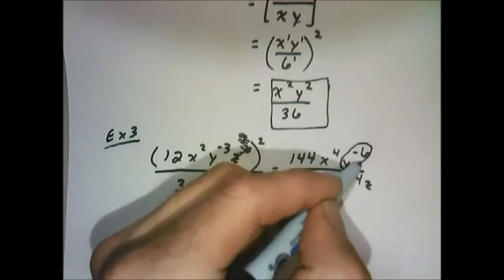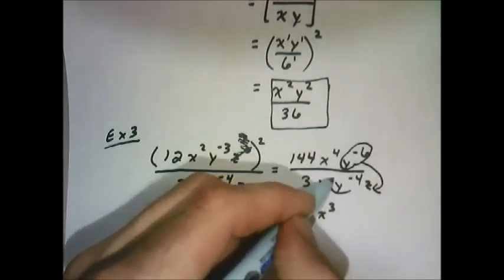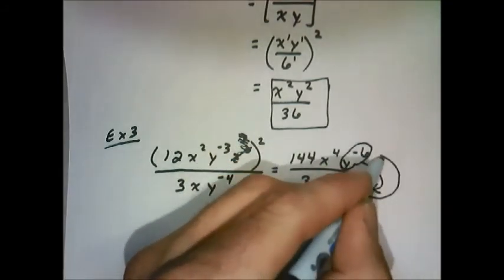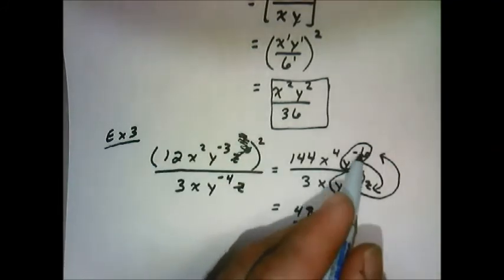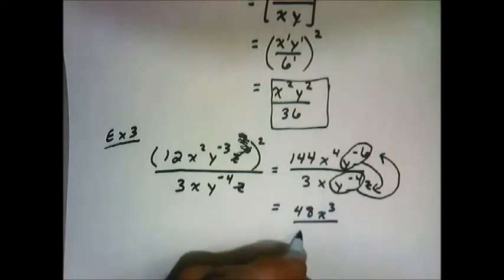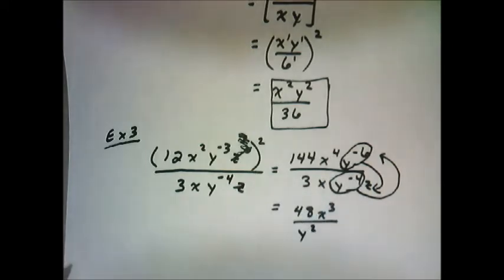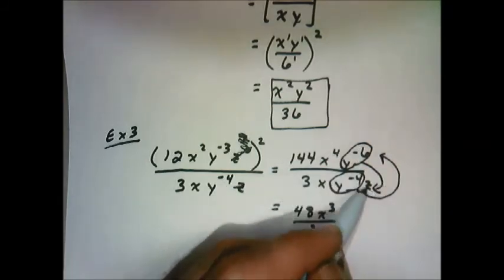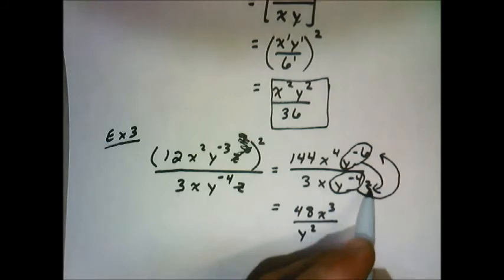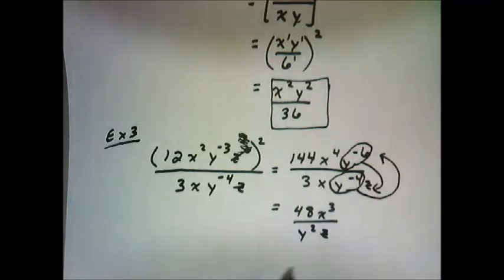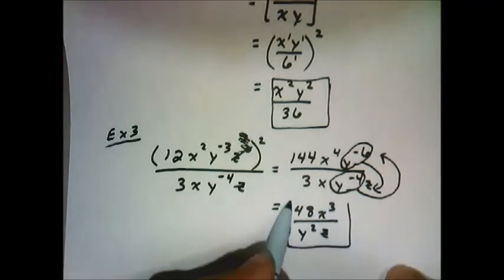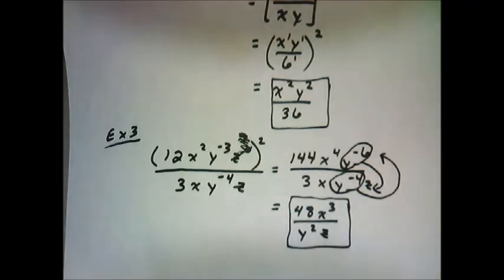This is going to move to the bottom, and our y to the negative fourth is going to move to the top. So we'll end up with 6 on the bottom, 4 on top, gives us a net 2 on the bottom. 6 minus 4 gives us the 2. Remember, we've brought this one to the bottom, negative 4 to the top. And then we're going to leave our z alone on the bottom. And there's our final answer, 48 x to the third over y squared z.